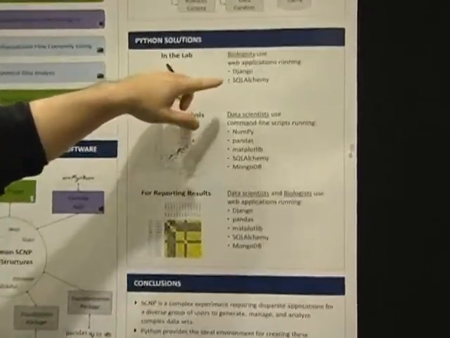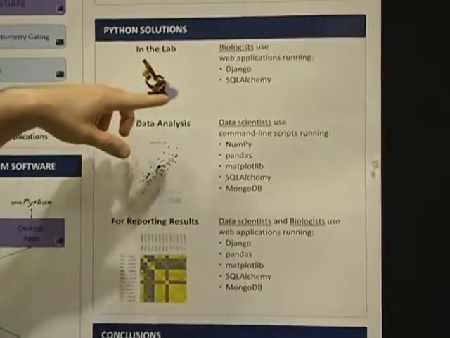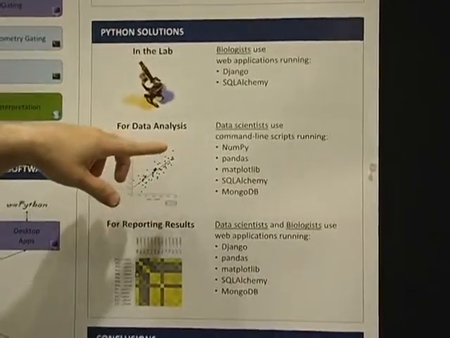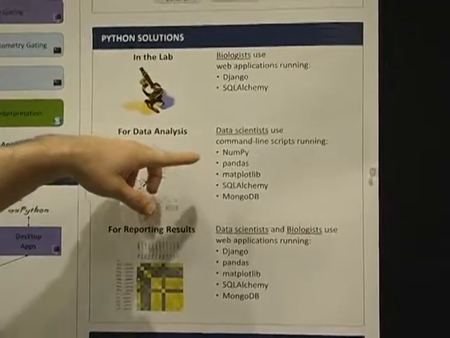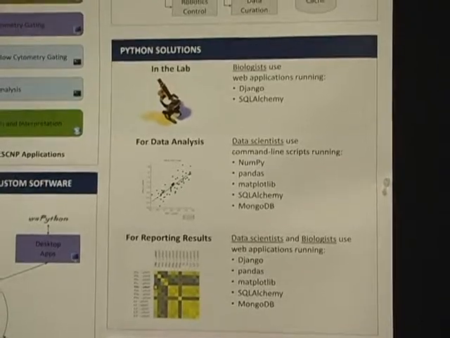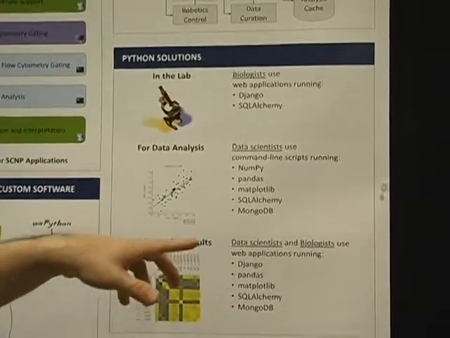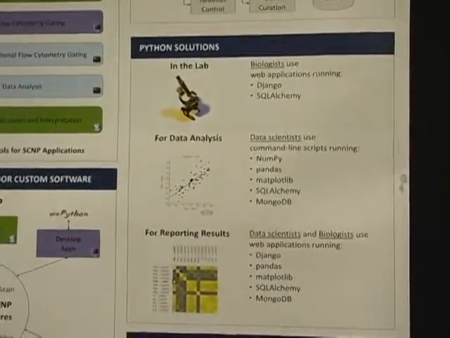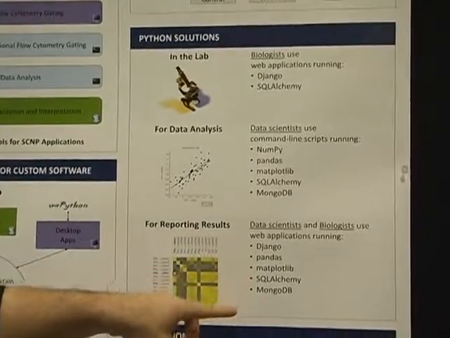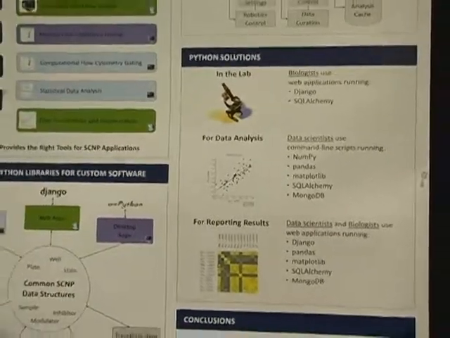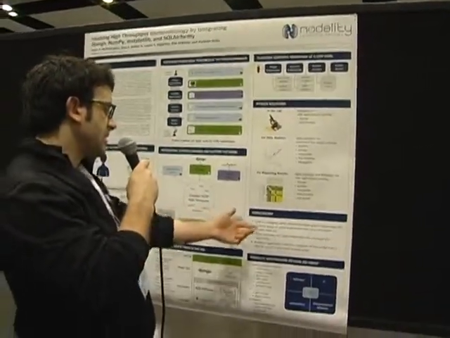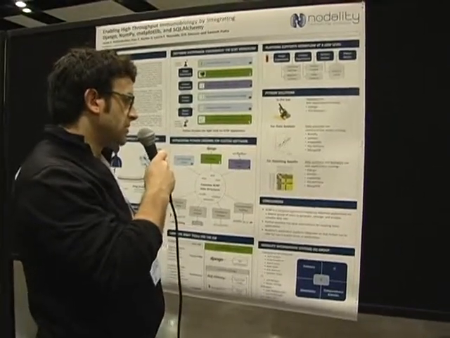We have Django and SQLAlchemy that biologists use in interfacing with the web apps. The data scientists who do data analysis use NumPy, Pandas, matplotlib, SQLAlchemy, and MongoDB. And for reporting the results to both data scientists and the biologists in the company, we use Django, Pandas, matplotlib, SQLAlchemy, and MongoDB.